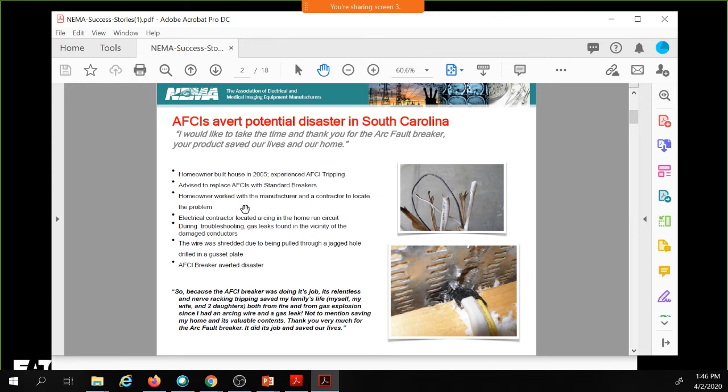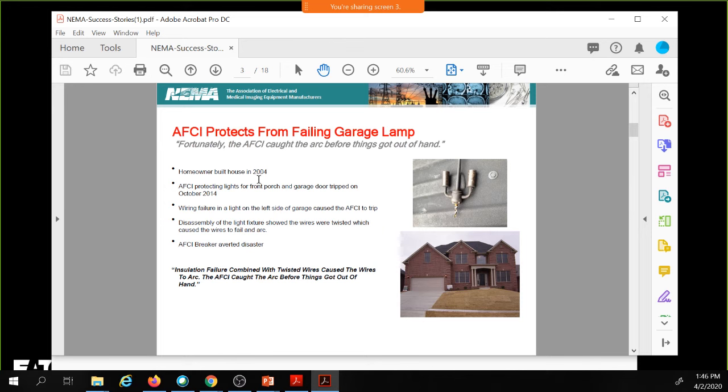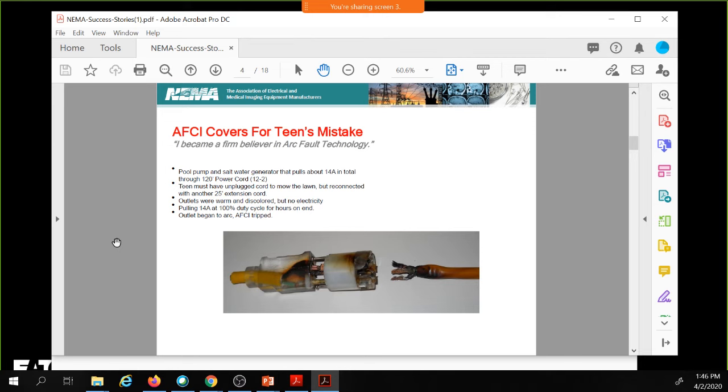So this was the one that we just talked about. There are the same two pictures. Here, a homeowner built a house in 2004, and the garage door started tripping in 2014. Wiring failure in a light on the left side of the garage caused the AFCI to start tripping. Problem averted. This was a pool pump and saltwater generator that pulls about 14 amps. A teen must have unplugged a cord to mow the lawn, but reconnected with another 25-foot extension cord. This was detected by an AFCI.